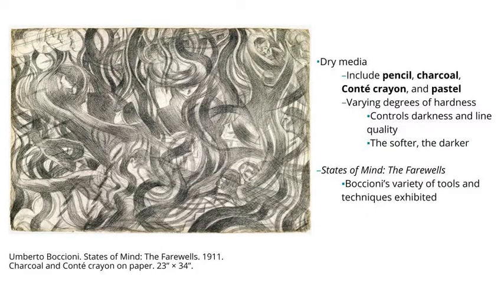Now let's get into the different types of media that people use for drawing, starting with dry media. These include pencil, charcoal, Conte crayon, and pastel. They come in varying degrees of hardness, which controls the darkness and line quality that you can get using these tools. And the softer the hardness of your drawing tool is, the darker your mark will come out generally.